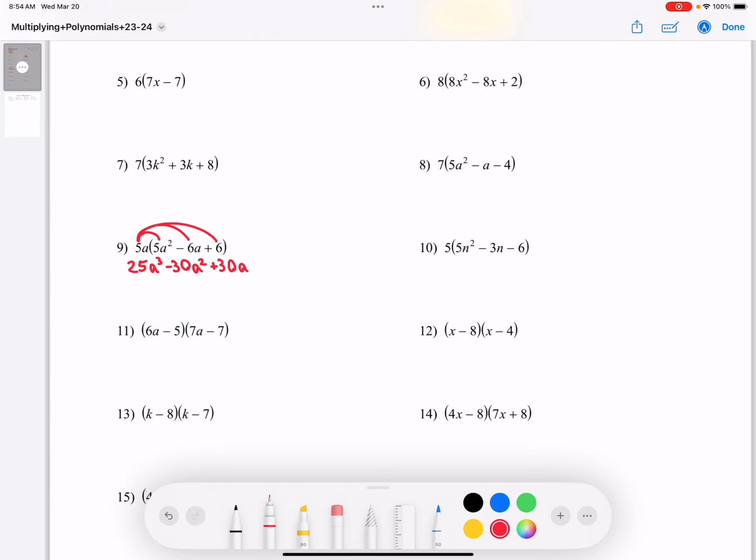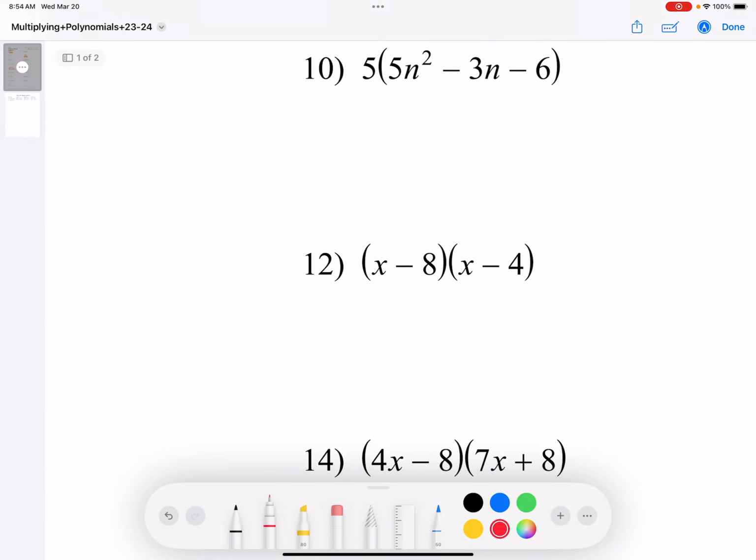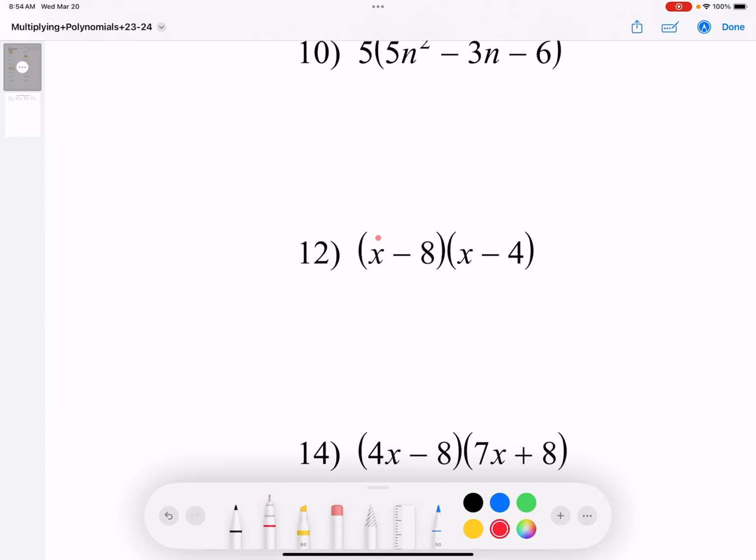Then we get into a binomial times a binomial. So when you do these problems, it's kind of like doing the distributive property twice. So on number 12, we're going to do what's called FOIL. I'm going to write that down real quick. FOIL. So first, outside, inside, last is what FOIL stands for.